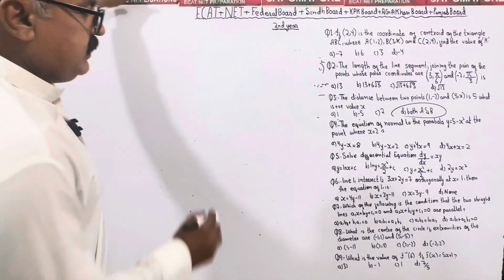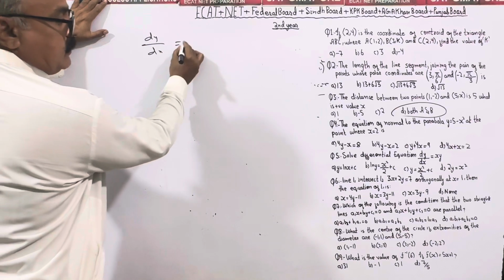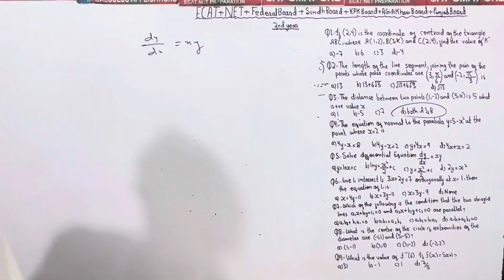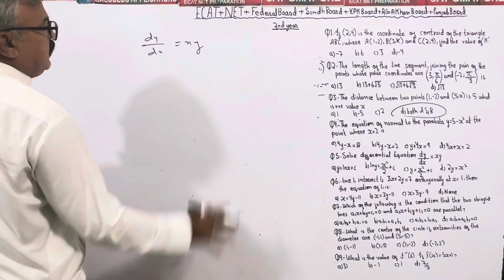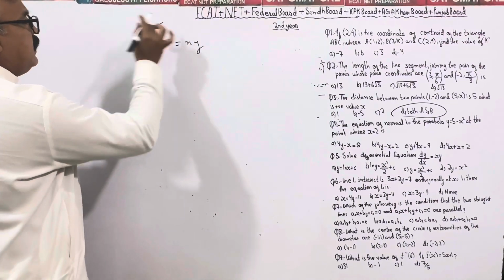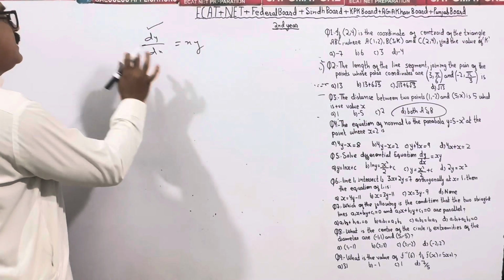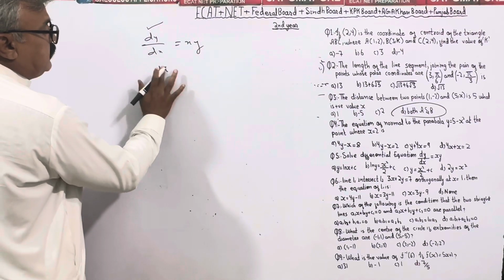Our differential equation is dy upon dx is equal to x times y. In our second year FSc level book, only separable differential equations are possible. Separable differential equation. How to deal with this one? The differential of y should be in the numerator, as well as the differential of x. All differentials are in the numerator.